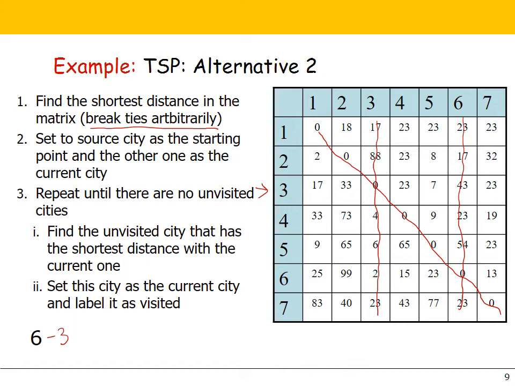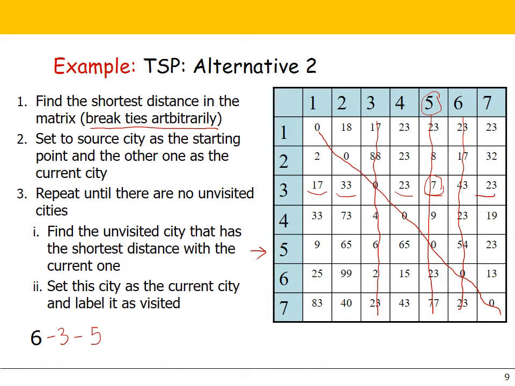So what do we do? From 3 we find an unvisited city. So this one, this one, this one, this one, and this one, with the shortest one, and the shortest one is this. So from 3 we are going to 5. So 5 becomes our current city, we will not look at this column anymore. Okay, and 5 will be our current city. We can delete this one.